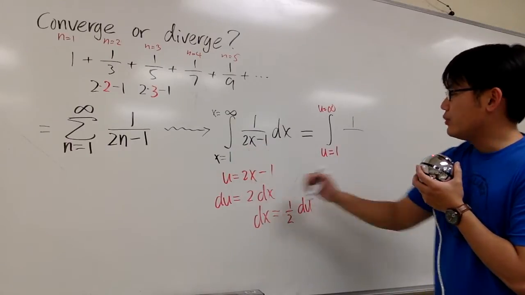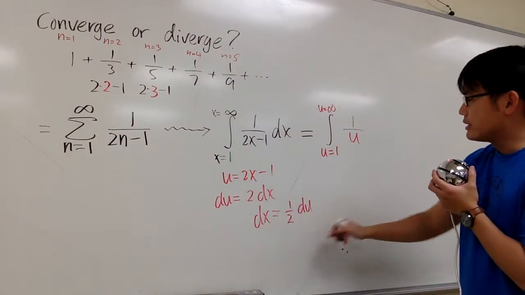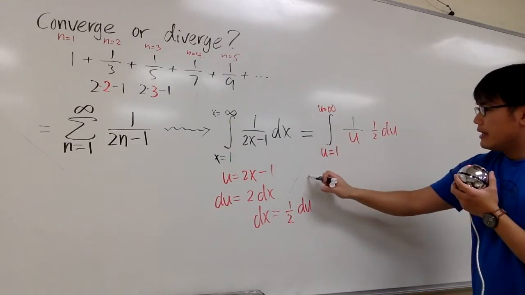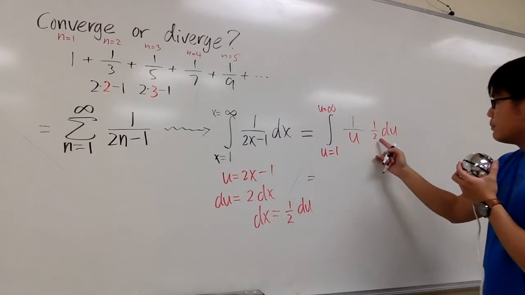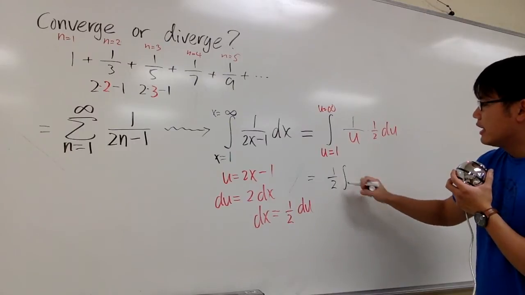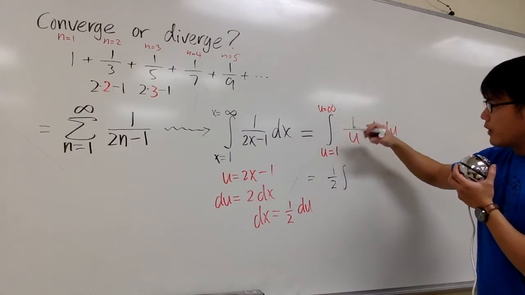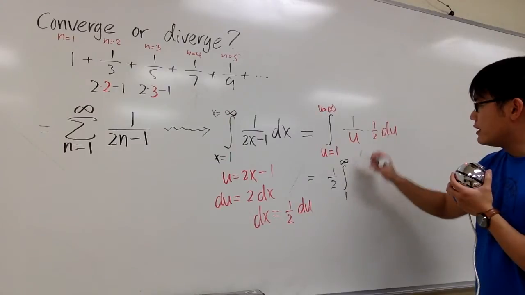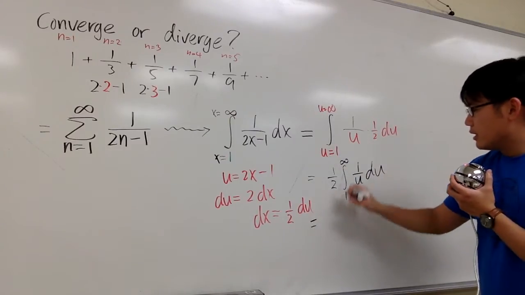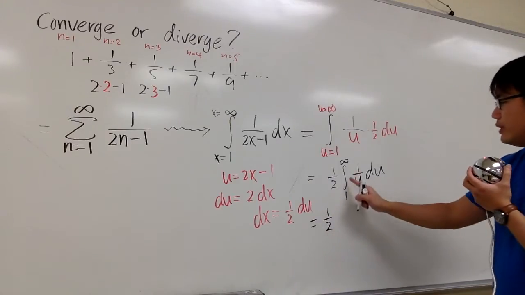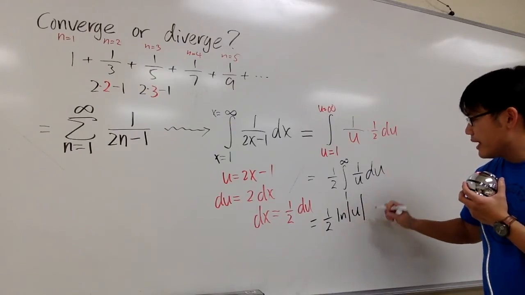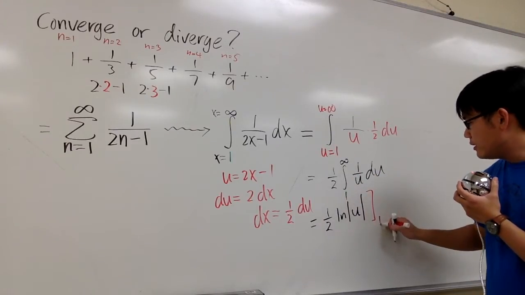2x minus 1 is u, and then dx, we know it's the 1/2 du. And then now let's just work in the u world. Let's put the 1/2 all the way in the front. So we have 1/2, and then this is in the u world, and u still goes from 1 to infinity. So put on 1 to infinity, and this is 1 over u du. And the 1/2 just stays in the front. And to integrate 1 over u, we have ln of the absolute value of u. And then this is going from 1 to infinity.